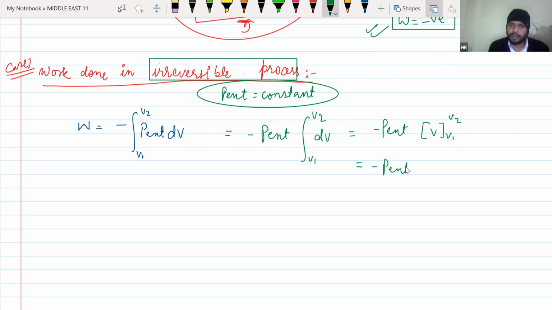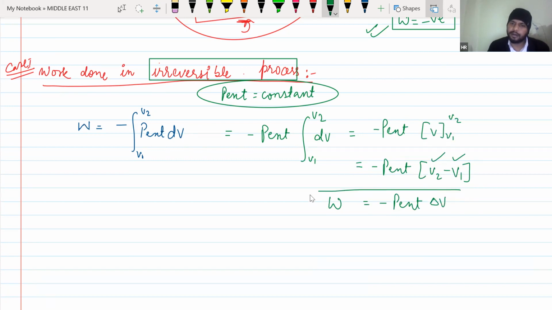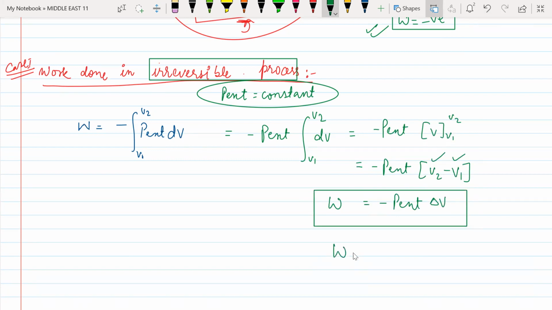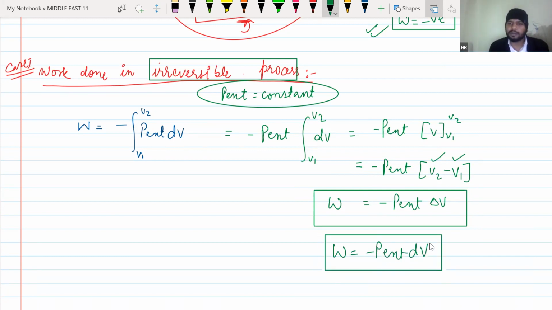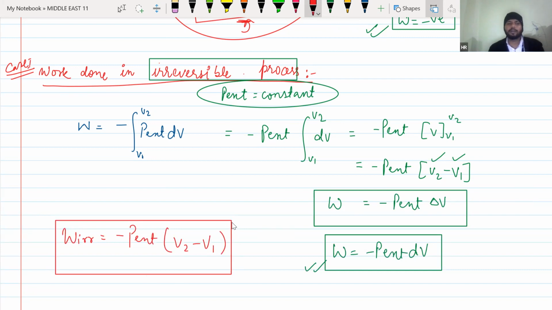And when we solve it, it will be upper limit minus lower limit. This is final volume, this is initial volume, and you can also write final minus initial, that will be delta V, or you can write minus P external dV. This formula is for irreversible process. Or I can write W irreversible equals minus P external into V2 minus V1. These are all work done formulas for irreversible process.